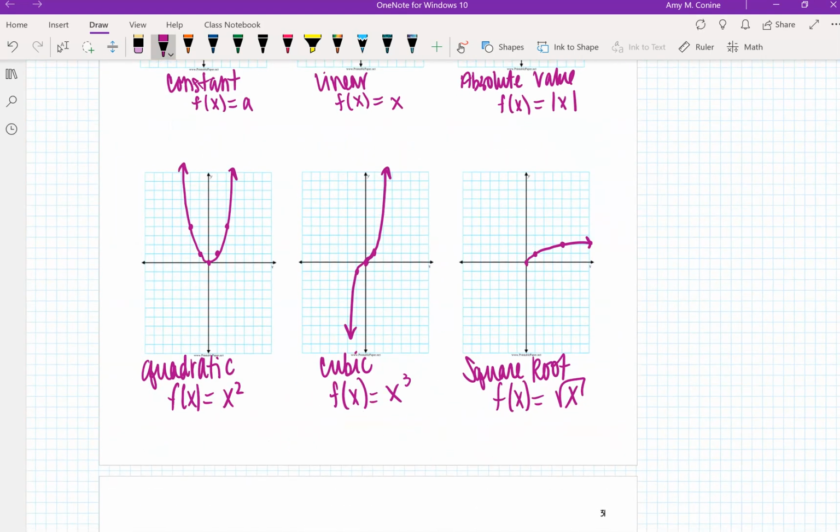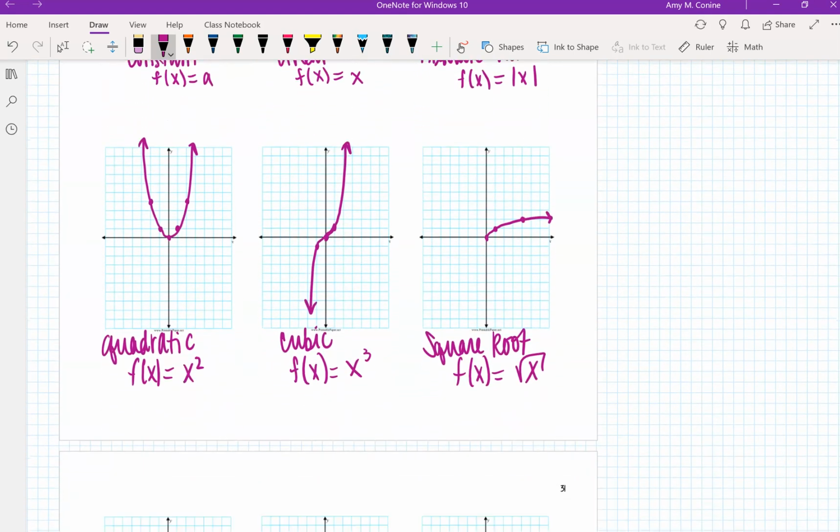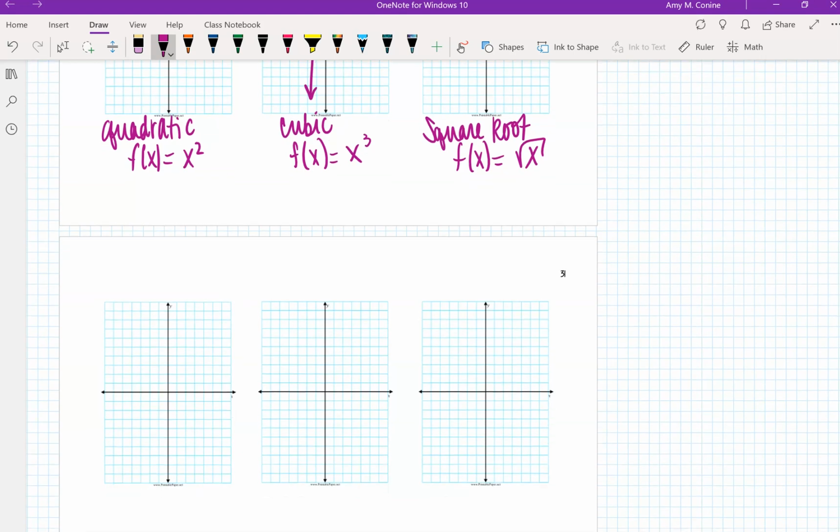Okay, so we have these parent functions so far. Make sure you have those. And then we're going to go to the next page, and we have a few more we've got to talk about.